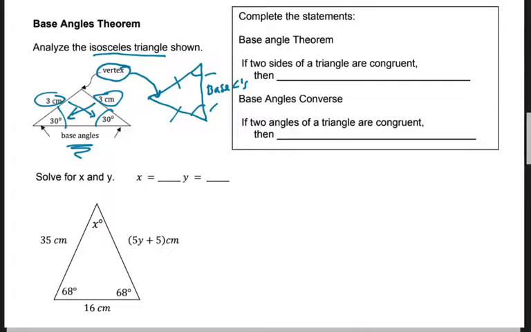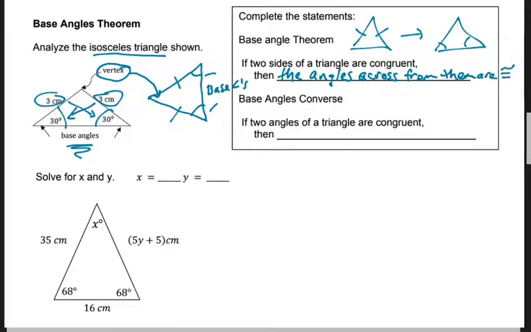Okay, so the base angle theorem basically says that if you have a triangle and you know that you have two sides that are equal to each other, that means the angles that are across from them are going to be equal to each other. So the actual theorem says if two sides of a triangle are congruent, then the angles across from them are congruent. And remember, those angles that are across from them are called the base angles.